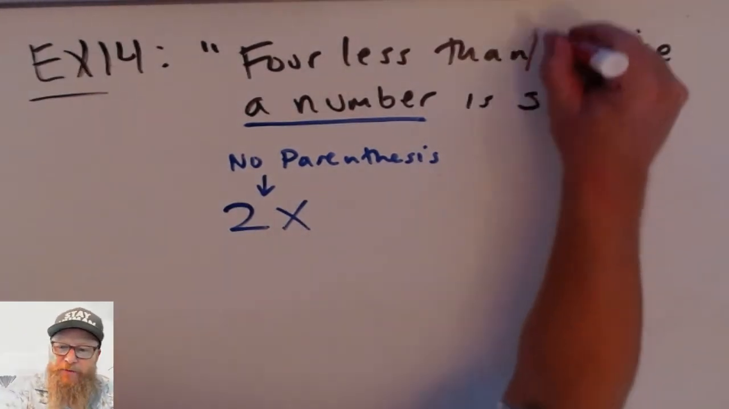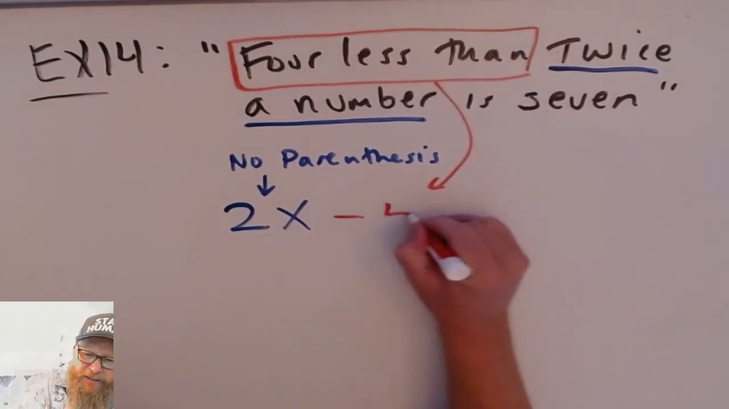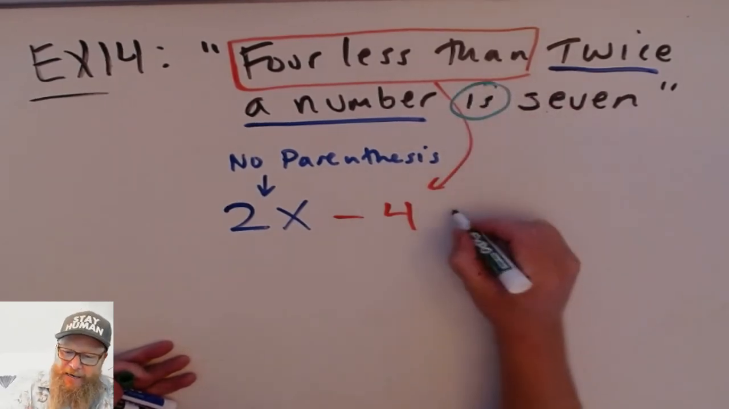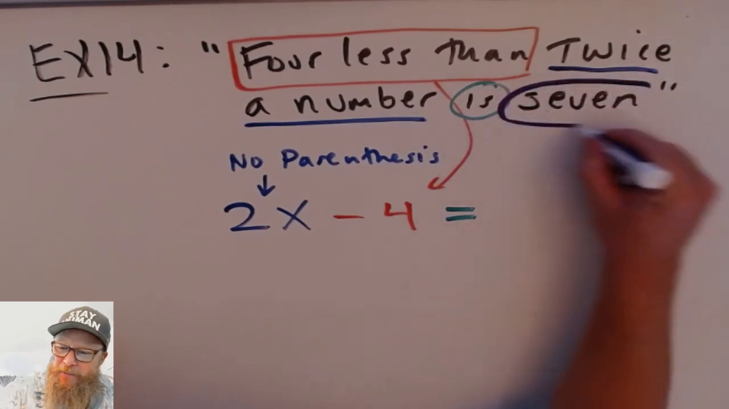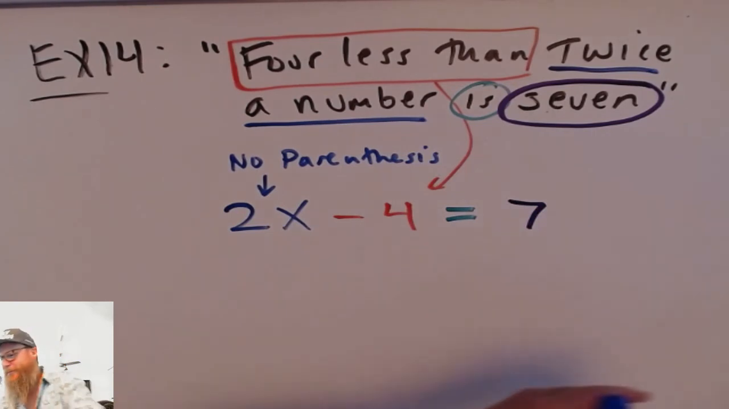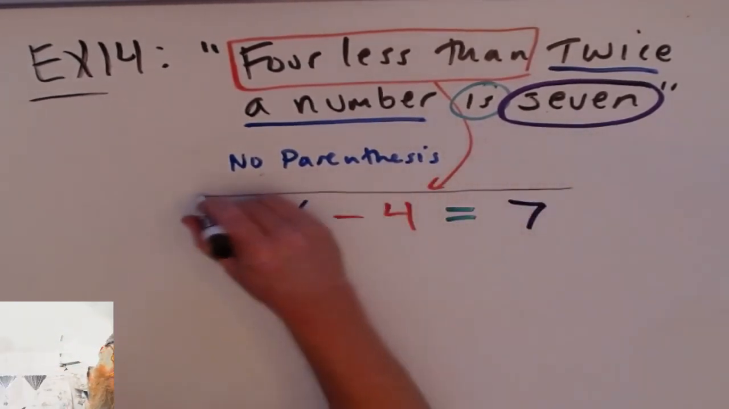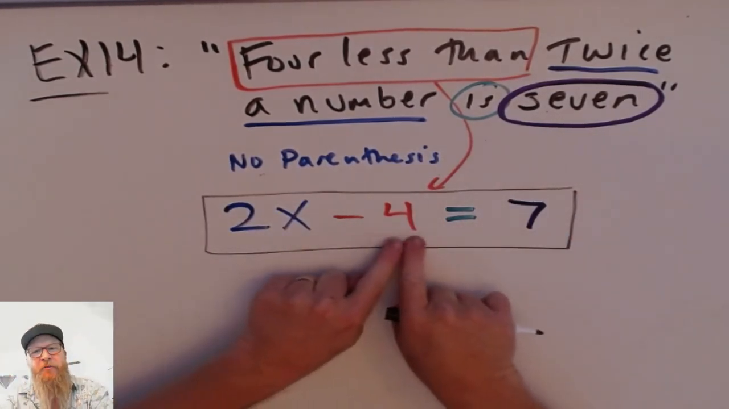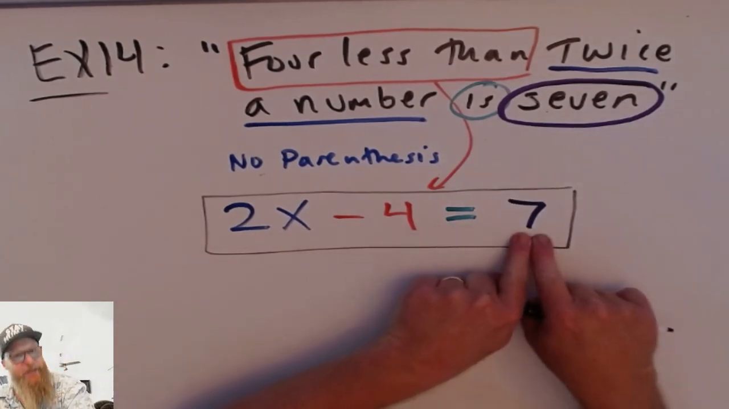All right, then remember we've talked about this, 4 less than. So that's going to go down here, minus 4. Might as well use all my colors today. Is, I've been waiting to use this purple pen. I don't know how purple shows up on, probably just looks like blue, is 7. So there you go. And when you check your answer, you just read it back to yourself. 4 less than twice a number is 7.